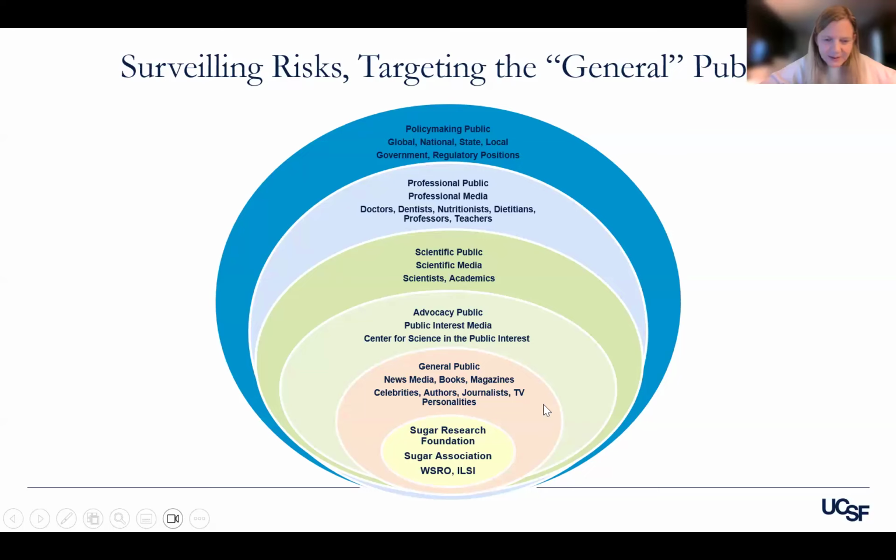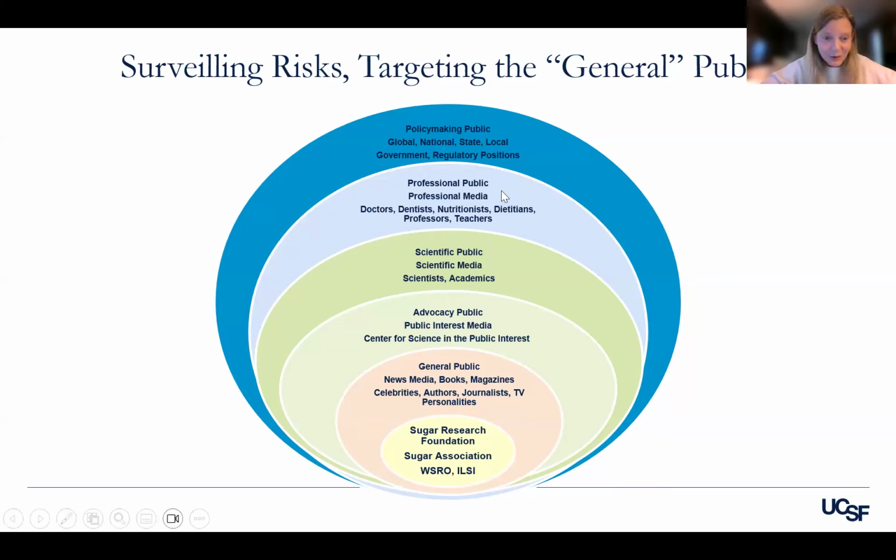They're looking at the news media, now social media, books, magazines. They're looking at celebrities, authors, journalists. What are they saying about sugar? Are they saying negative things about sugar or positive things about sugar? If they're saying negative things about sugar, they're going to look at trying to shape their attitudes. They also look at the advocacy public. In the US, we've had the Center for Science and the Public Interest, which has been very anti-sugar for many decades. They look at scientific public, so they're scanning the scientific media. They're looking at what scientists and academics are saying.